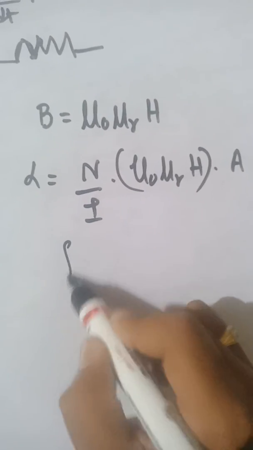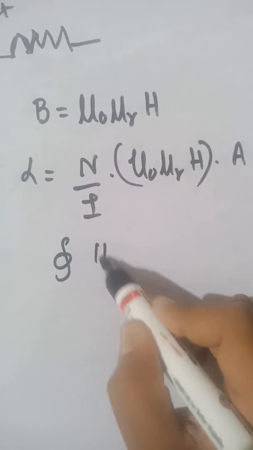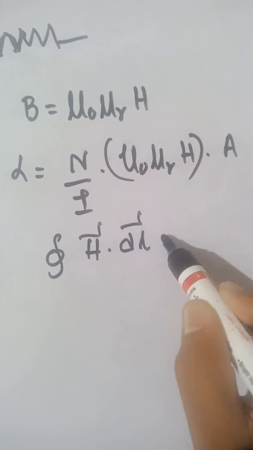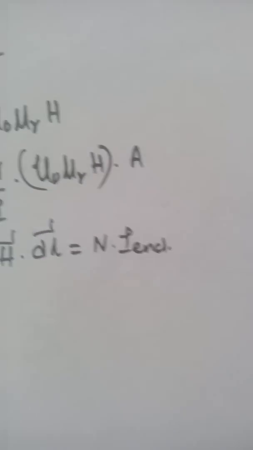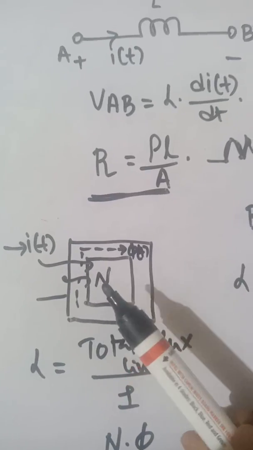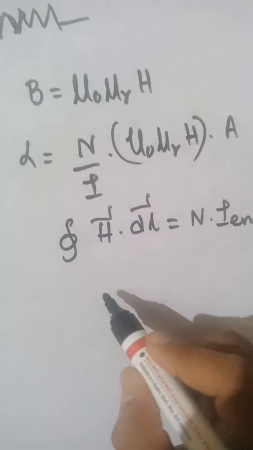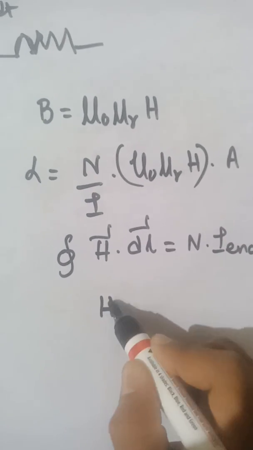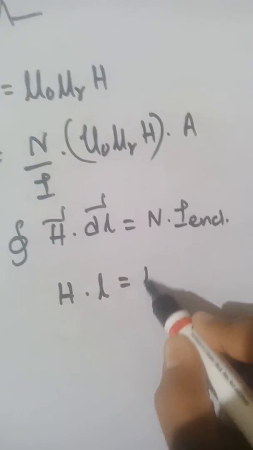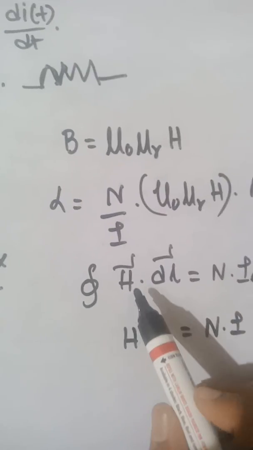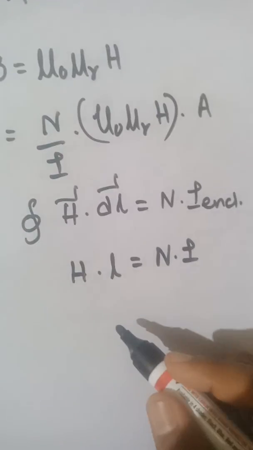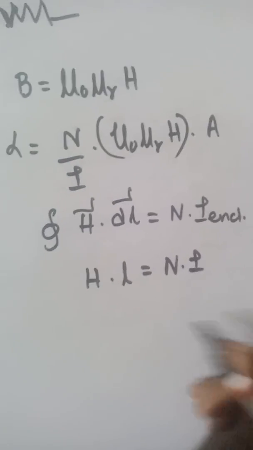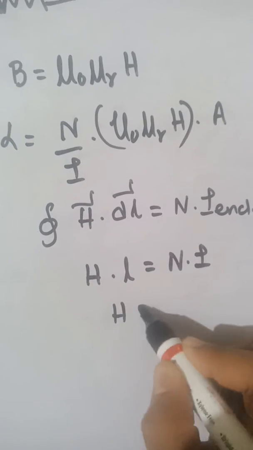Now from Ampere's circuital law, we know that the closed integral of H dot dl is equal to n times I enclosed, where n is the number of turns. And if you see here, H and L are in the same direction. If you are strong in electromagnetics, you would understand this. So H into L is equal to n into I. As H and L are in the same direction, the dot product is simply H times L. Now H equals Ni by L.